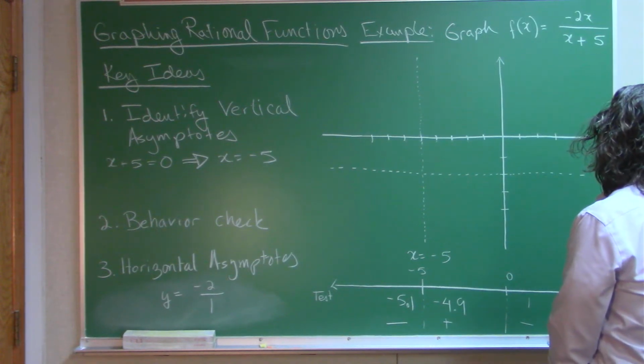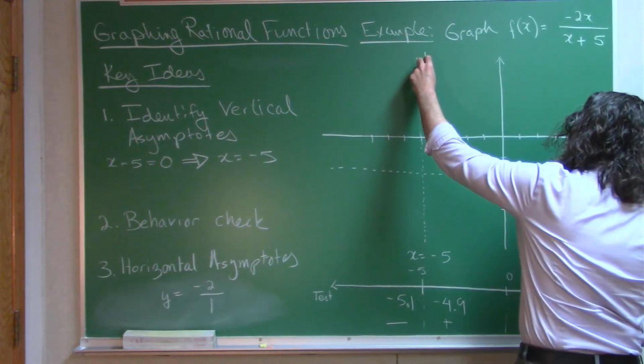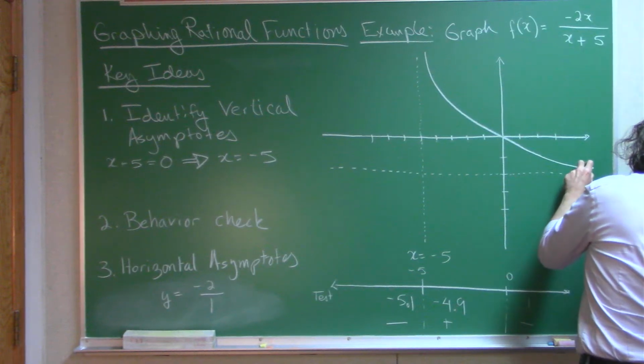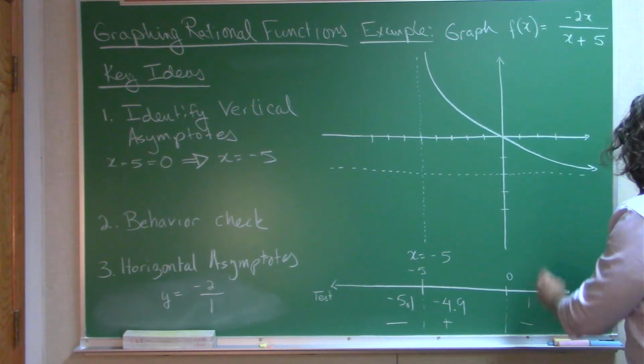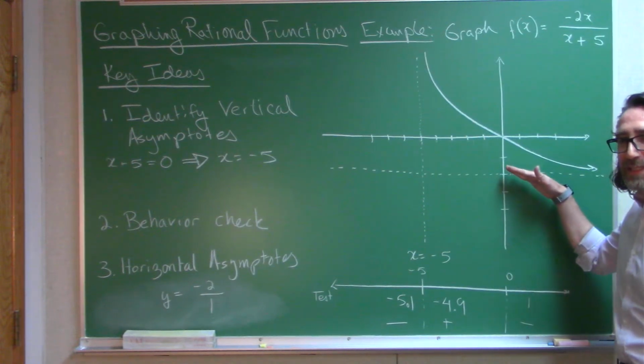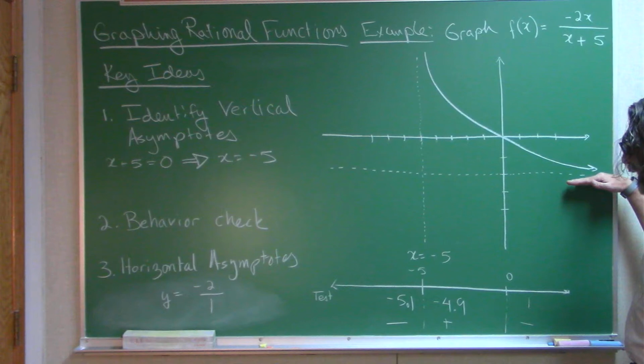So, what's going to be happening here, I'm not sure I'm going to get a great picture, but something kind of like this. My horizontal asymptote basically tells me where the graph flattens out to. So I've got to flatten out towards y equals -2.